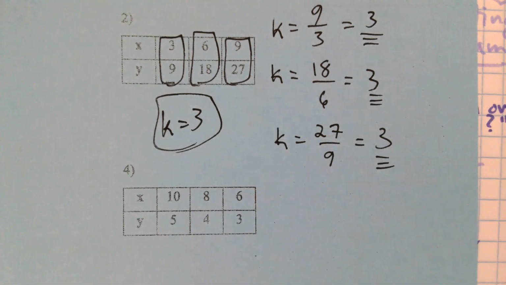The trickiest part is just figuring out the order, what goes on top, what goes on bottom. If you ever forget, just ask yourself, why aren't you over your x? Y is going to go over x.